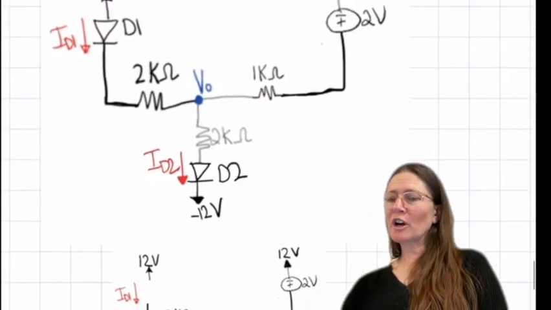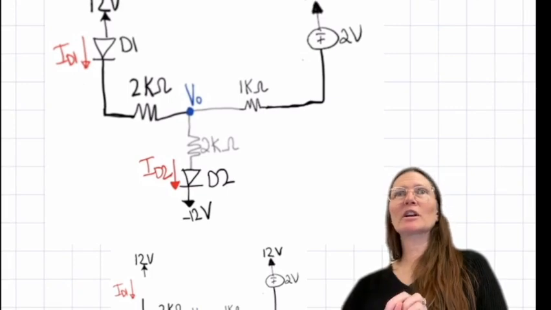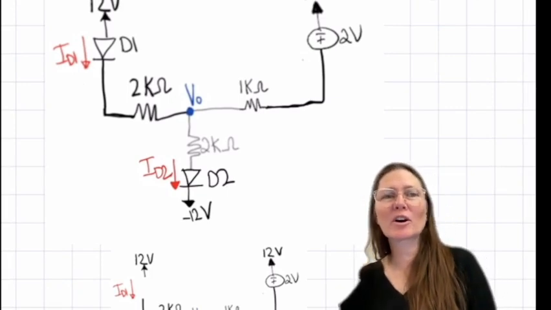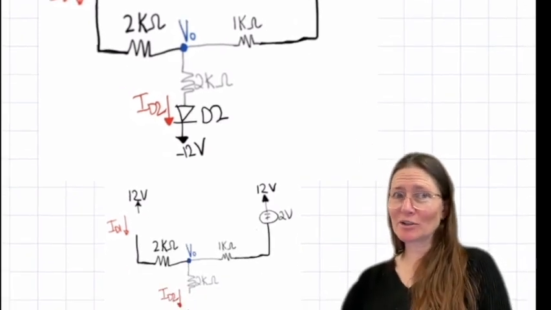So solve for V naught and verify if ID1 and ID2 are on or not. So find ID1 and ID2 also.